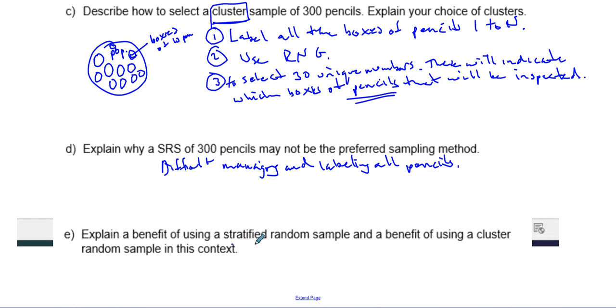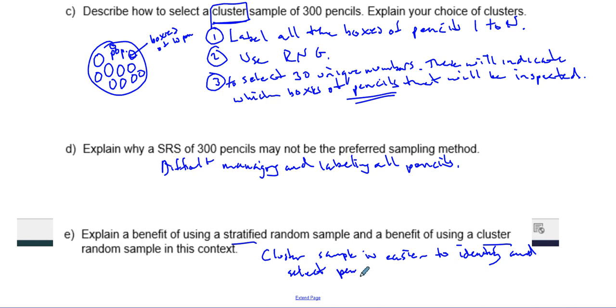Explain the benefit of using a strata sample and the benefit of using a cluster sample. Well, a cluster sample would actually be pretty easy to get your random sample, because it probably is easier to keep the boxes straight that you're doing. And so a cluster sample is easier to identify and select pencils to be inspected.